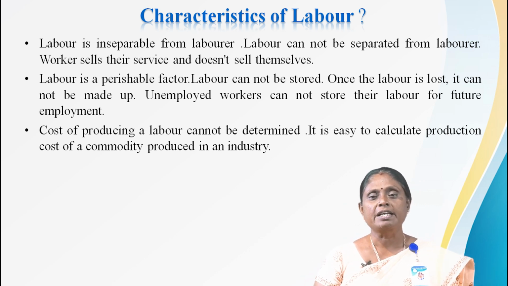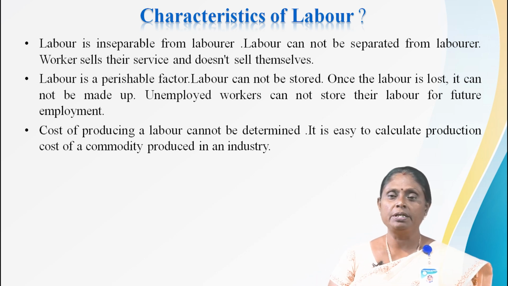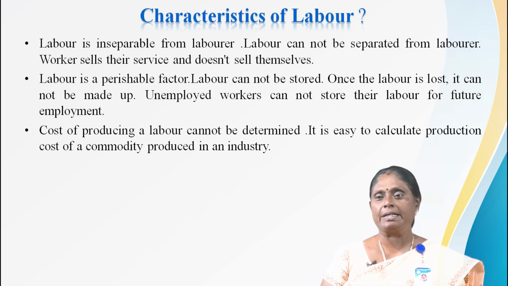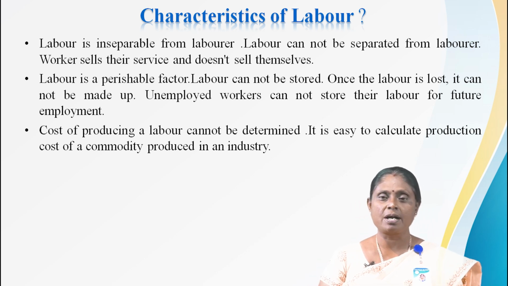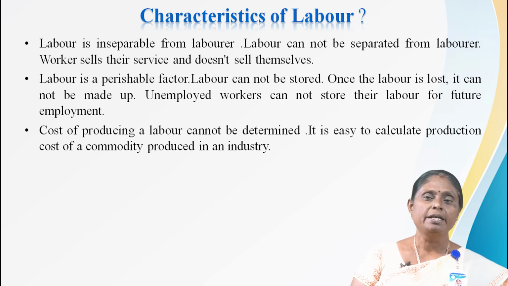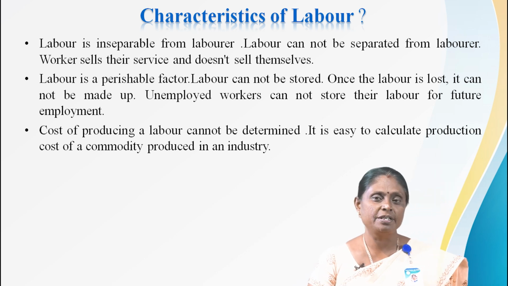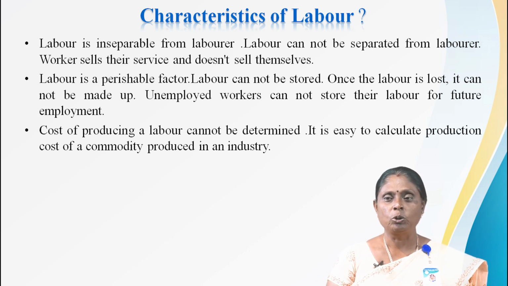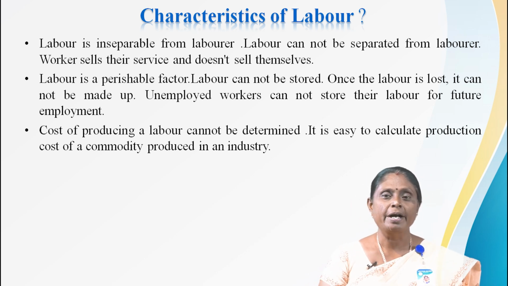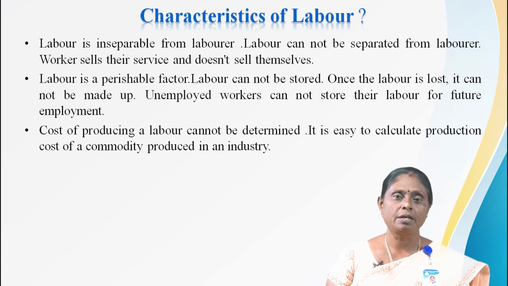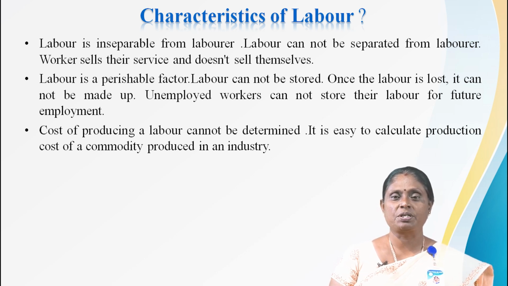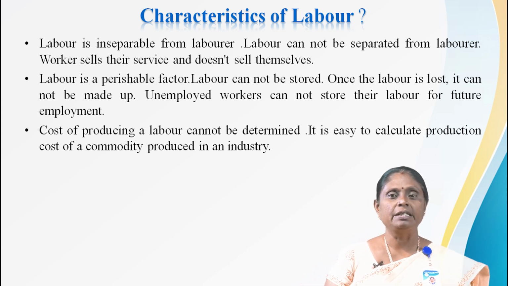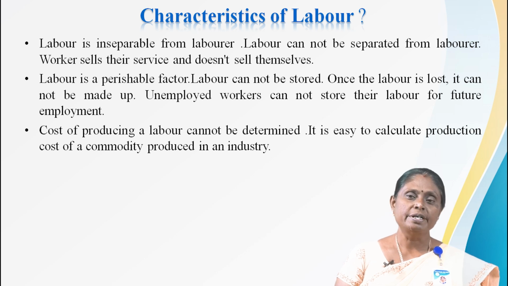Third characteristic: the cost of producing labor cannot be determined. It cannot be a predetermined factor. It is easy to calculate the production cost of a commodity produced in an industry, but the cost of producing labor is vague and not clear. It is not a clear concept because it includes expenses incurred by parents. Parents spend their income on the education of their own children and other expenses incurred on them right from their birth date.